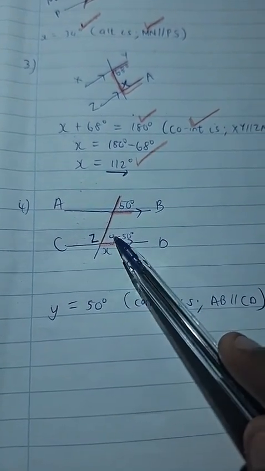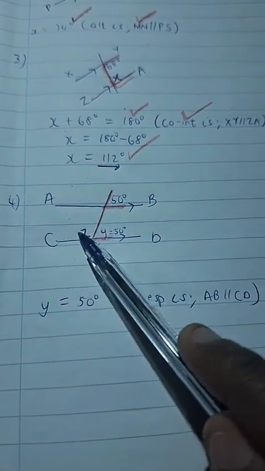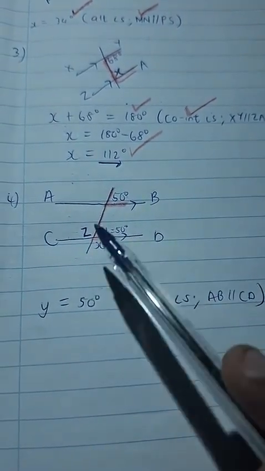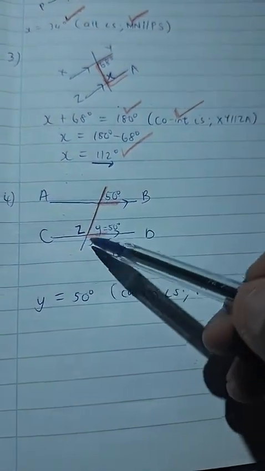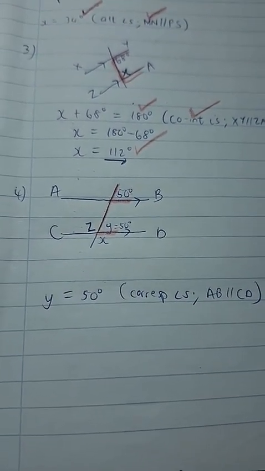Or you can look at the Y and the Z. What do you know about Y and Z? What kind of angles are these? Or you could look at the Y and the X. What kind of angles are these? You can start with any.